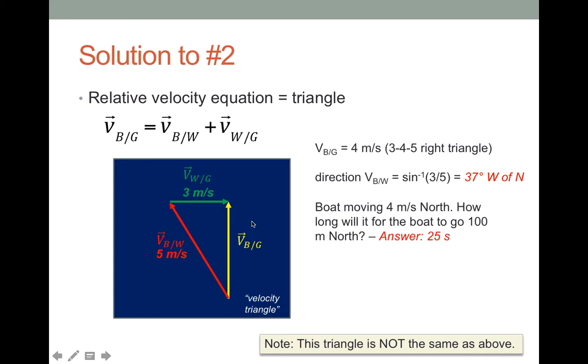Notice this is not quite the same triangle. This one, in fact, is a 3, 4, 5 right triangle, because now the 5, rather than being one of the sides, is the hypotenuse. That means this side right here will be 4 meters per second, which means we're now going to be going north at 4 meters per second, because we're going 5 meters per second at an angle, which will actually be this angle right here, which will be 37 degrees west of north. Since we're going 4 meters per second north, and we're going 100 meters north, it will take us 25 seconds to cross the river.